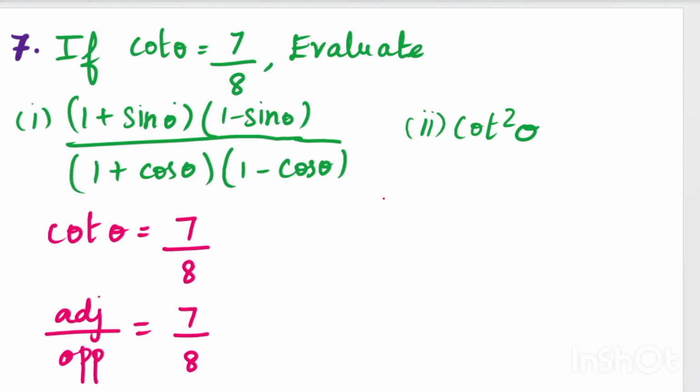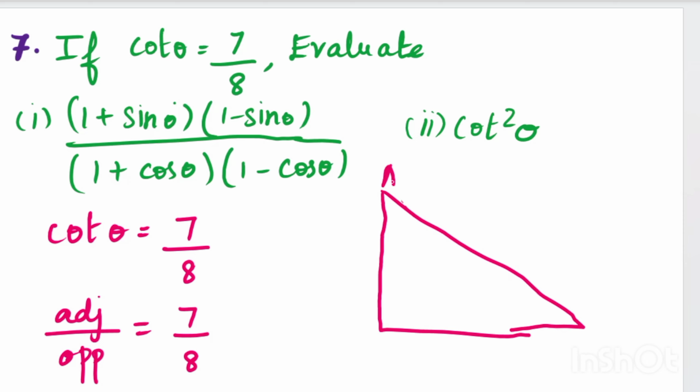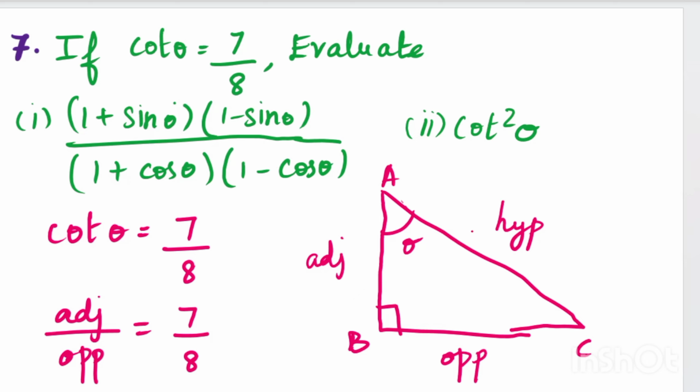Okay. So now let's draw the triangle, a right angle triangle ABC. And this is the right angle. And let's say this is the theta. So now which is the hypotenuse? This is the hypotenuse. This is the adjacent side and this is the opposite side. So what is the hypotenuse? We don't know what the hypotenuse is.